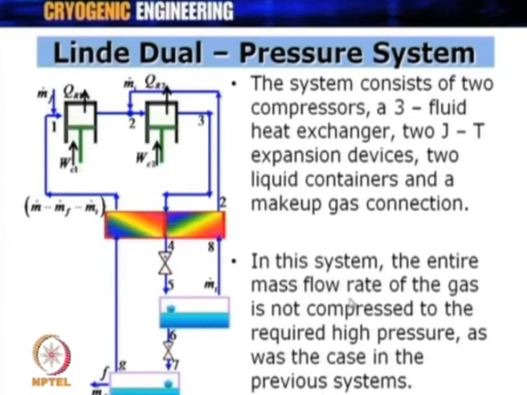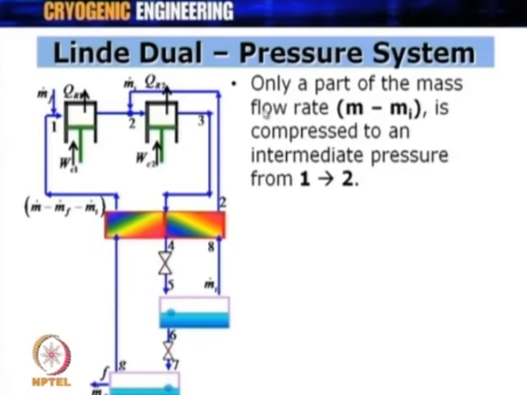We do not compress the gas to the final pressure in one shot, but we do it with two compressors. In each of these compressors, we are playing with the mass flow rate also. As I said in the earlier slide, we can vary the mass flow rate as well as the pressure ratio across this compressor. So, we got compressor number 1 and compressor number 2 over here. Now, as you see, I am talking about the mass flow rates in each of these compressors. Only a part of the mass flow rate, that is m dot minus m dot i, which is coming from this side, is being compressed in compressor number 1, to an intermediate pressure Pi.